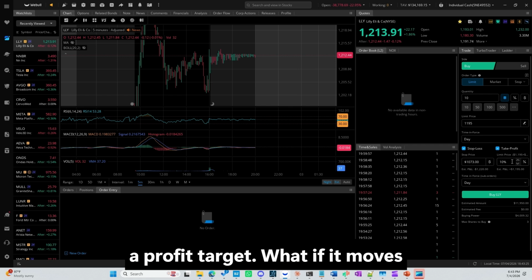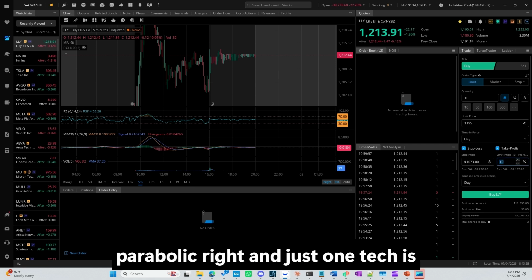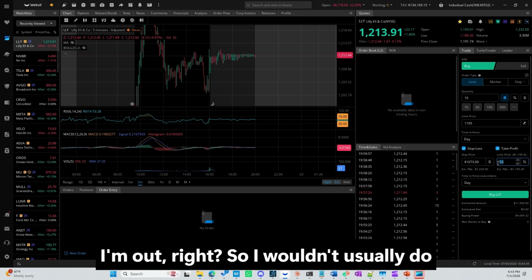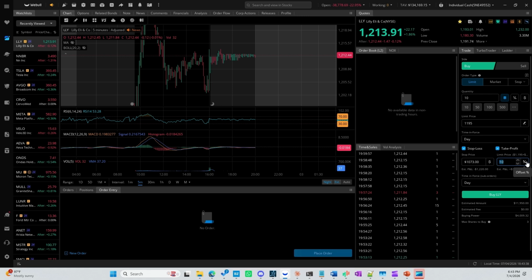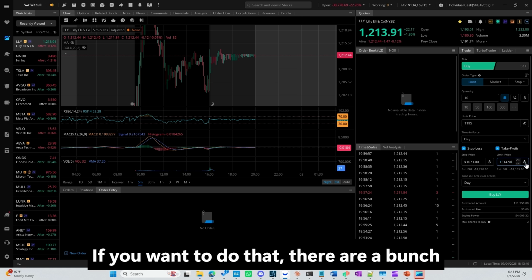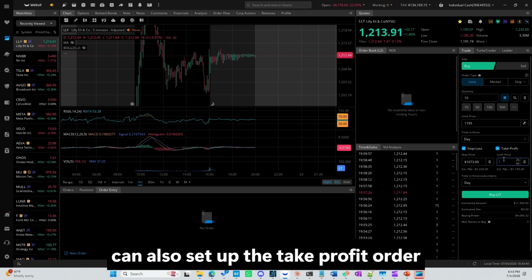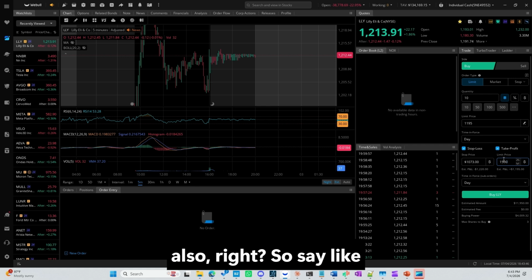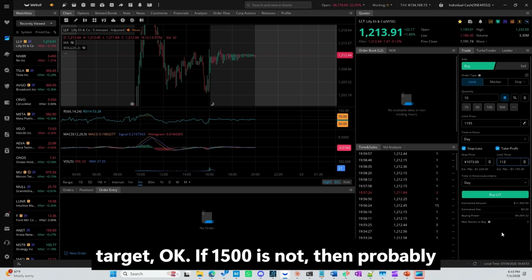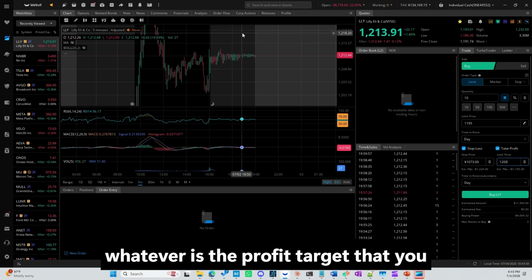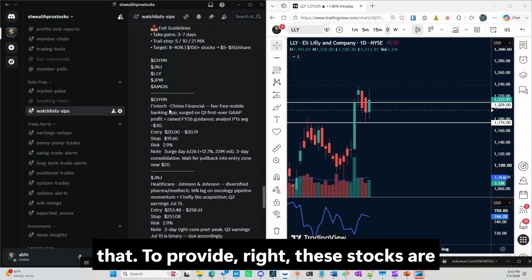And I also want to set a profit target. What if it moves parabolic, right? And just one tick is enough to hit my profit target, and then I'm out. I wouldn't usually do that, but if you want to do that, there are a bunch of options in your trading platform. You can also set up a take profit order, right? So say I'm going to sell it at 1500. If 1500 is too much, then probably you can do 1200, whatever profit target you are considering based on the guidelines that I provide.